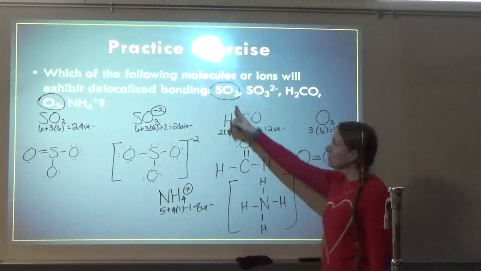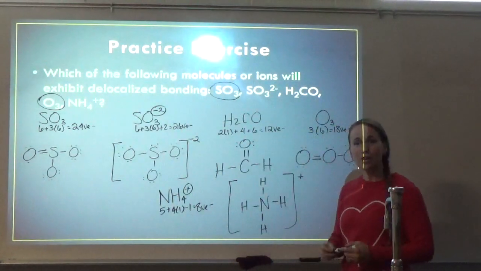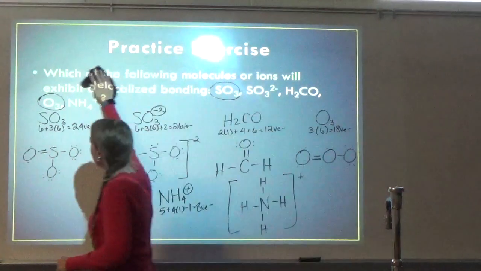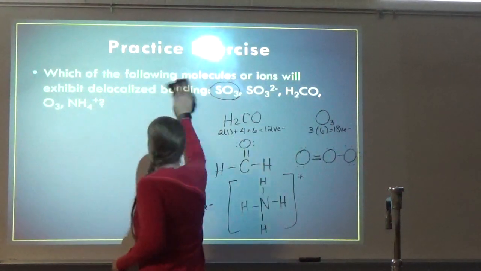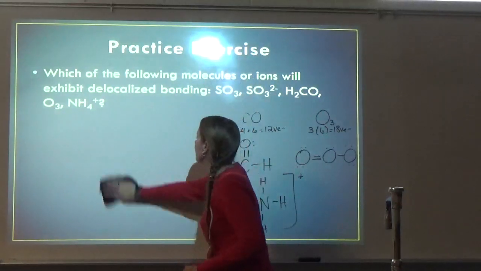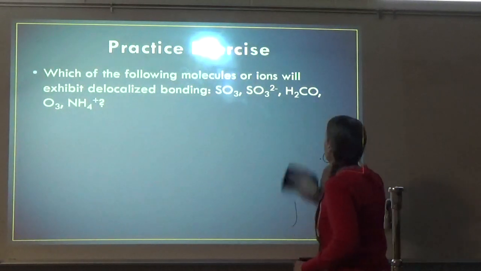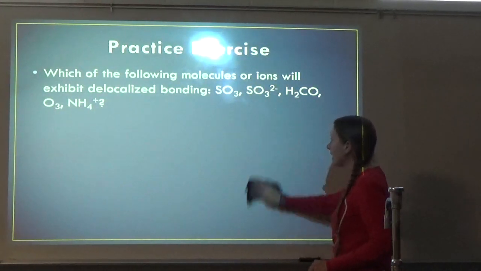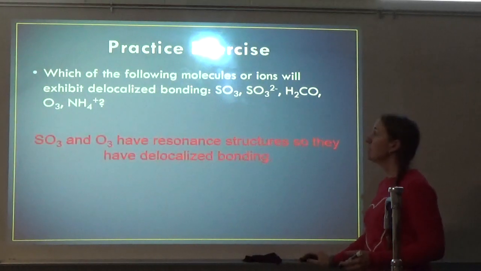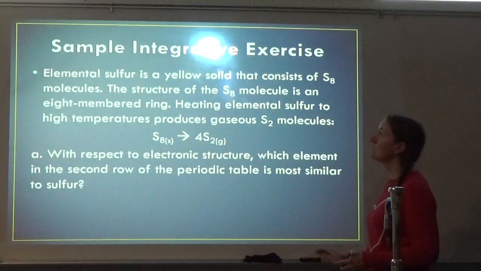All right, so your answers for this one should have just been SO3 and O3. So hopefully you got that one right. And a question like this would take an extremely long time on the AP exam if you are not really fast at being able to draw those Lewis dot structures. You don't want to waste time doing something like that.